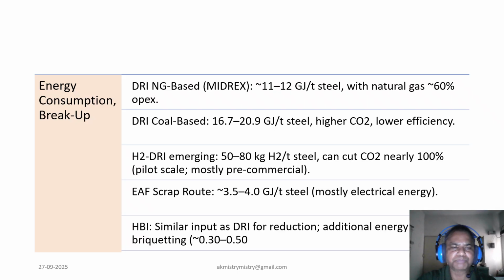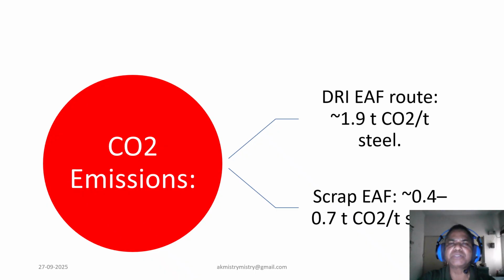Now coming to our emission part, which is also very important. Looking at the emission, the DRI-EF route emits around 1.9 tons of CO2 per ton of steel, while the scrap EF route is much lower at 0.4 to 0.7 tons.